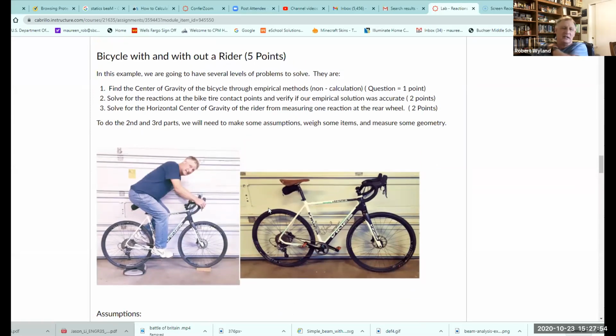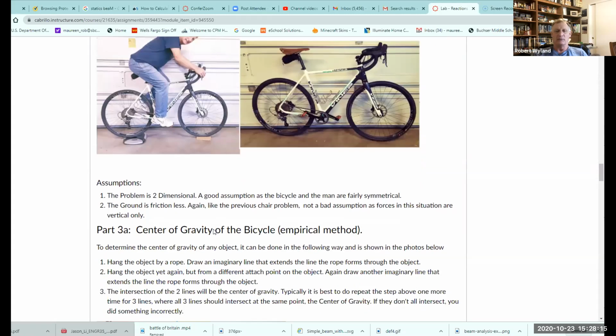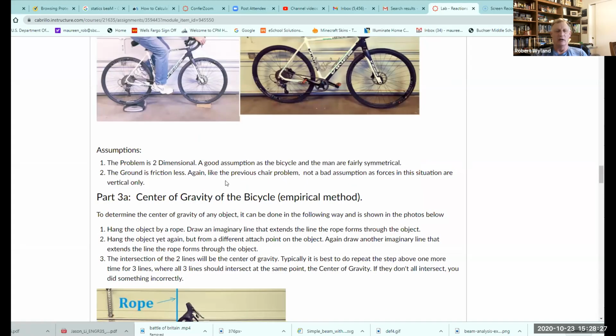The next is a bicycle. We're going to solve for the reactions at the wheels and where the center of gravity is for both the bicycle and for myself. We're going to assume that the problem is two-dimensional, which is not a bad assumption here. It should be just fine. Again, we're going to assume that the ground is frictionless, so there are no horizontal components acting on the wheels. Otherwise, we'd start rolling along.